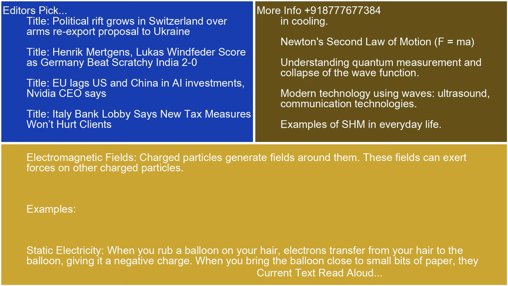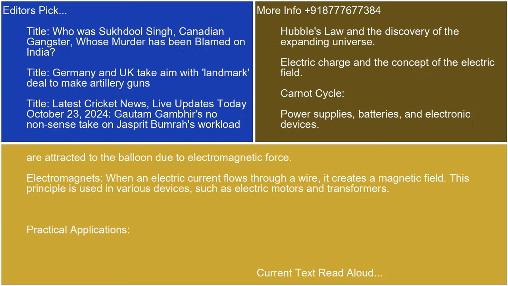Examples: static electricity. When you rub a balloon on your hair, electrons transfer from your hair to the balloon, giving it a negative charge. When you bring the balloon close to small bits of paper, they are attracted to the balloon due to electromagnetic force. Electromagnets. When an electric current flows through a wire, it creates a magnetic field. This principle is used in various devices, such as electric motors and transformers.